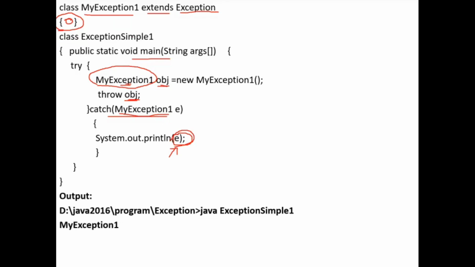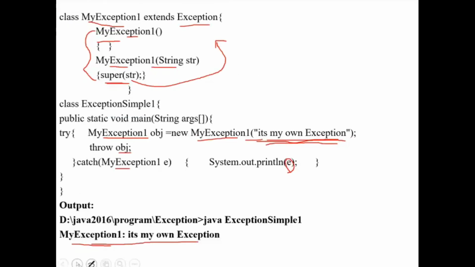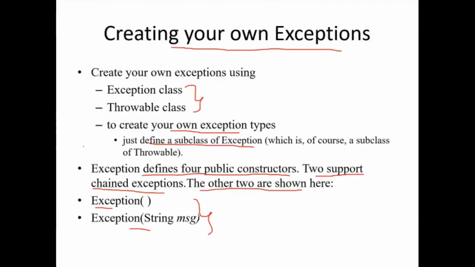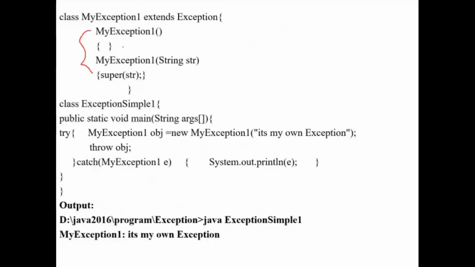So what is the class name? My exception one. Understood? That's why here I am getting my exception one. Now, in this class I have written two constructors, for creating our own exception. One is exception without argument, another one is exception with a string argument. So here I have created two constructors.